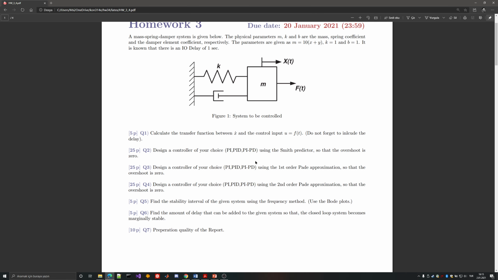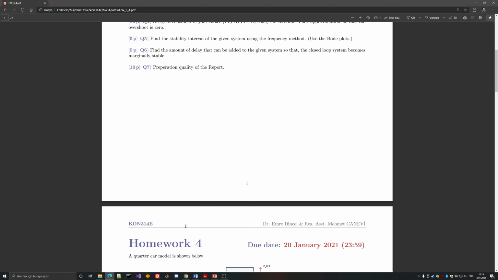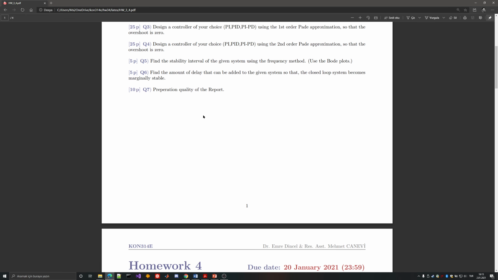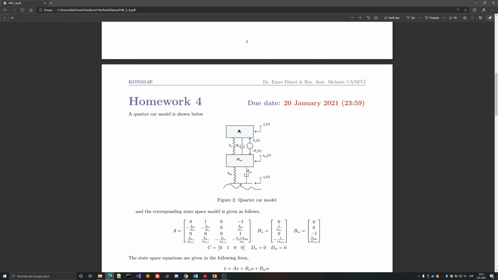This will be graded on its own, so you can see that this should sum up to 100. And then we have another homework, which is a little bit more difficult than homework 3, to be honest. And here we have a real-world application, a quarter car model or an active suspension system.